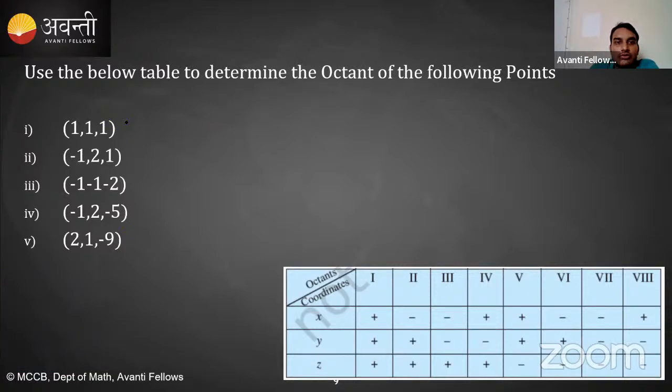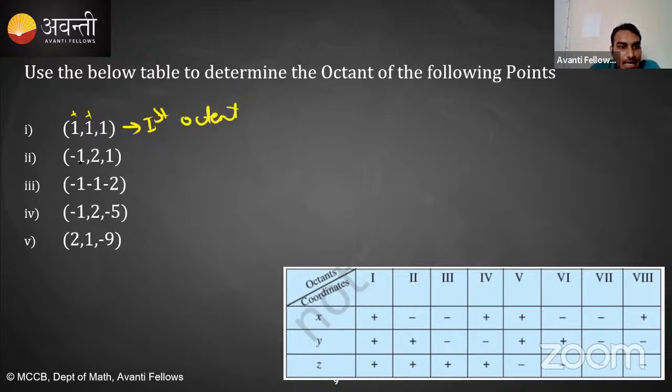First of all, how do you see that? Tell me the first one. X positive, Y positive, Z positive. You can use the table or you can visualize it. Since Z is positive, it means we only have the first, second, third or fourth octant. Now X and Y are positive, so it means first octant.